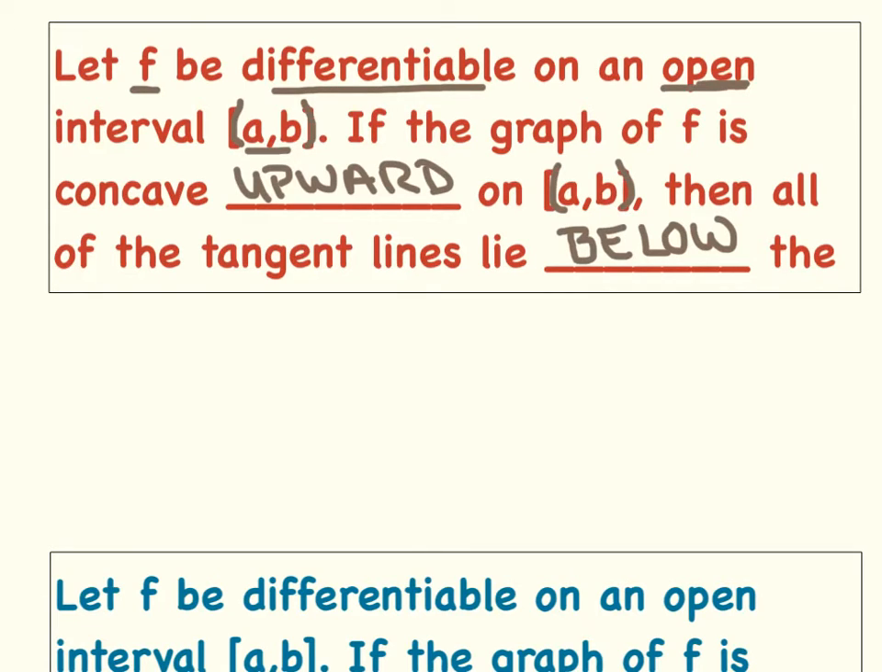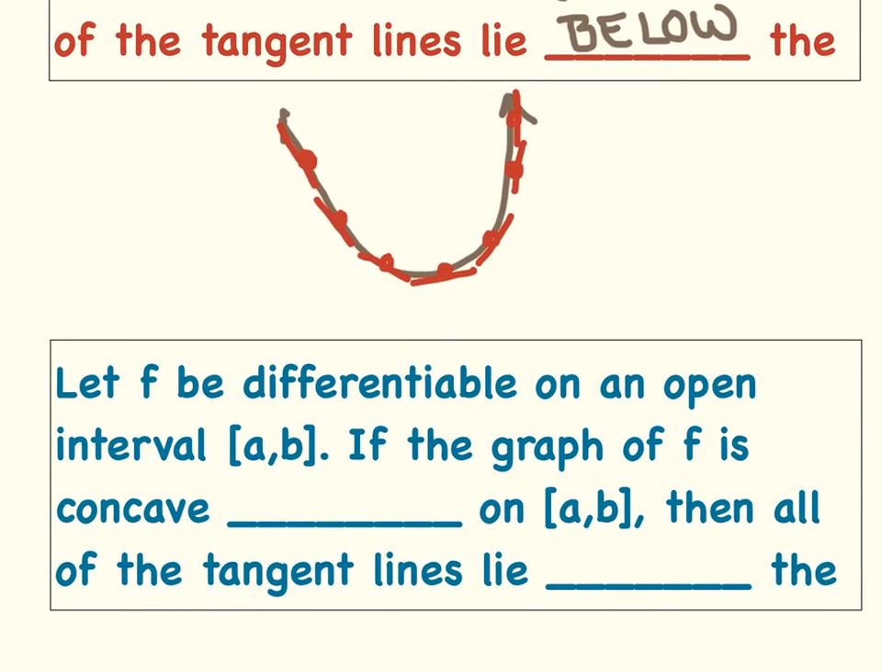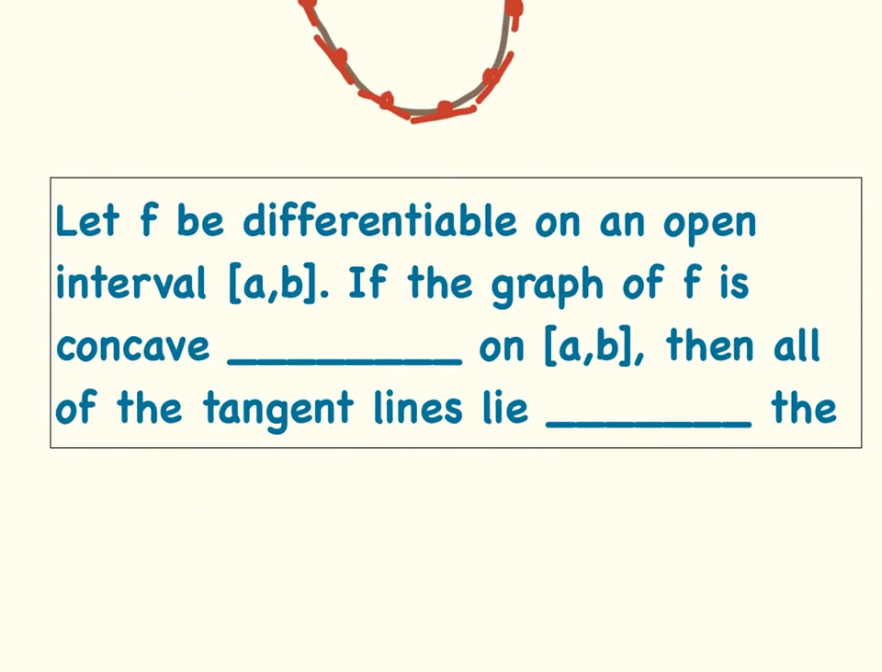Let's draw a really nice concave up parabola. No matter where you try, you pick any point on this curve and try to draw a tangent line anywhere on that curve, and every single one of those tangent lines is going to lie convincingly below that curve. And just the opposite of that is going to be true as well.